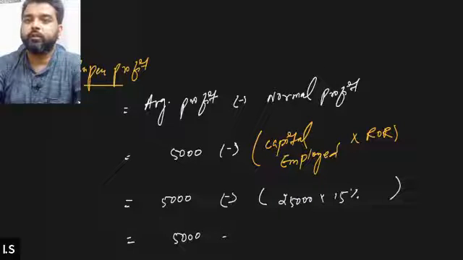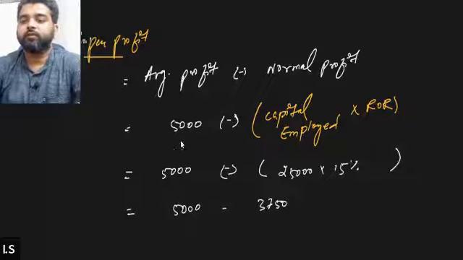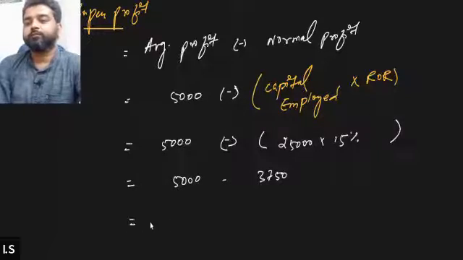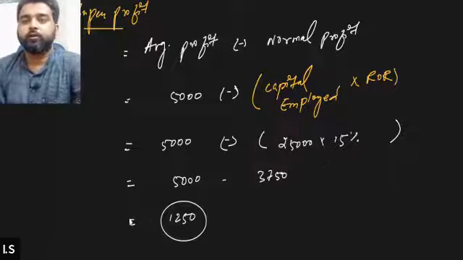Just a minute. So 25,000 into 15%, yeah, 3,750. That's right. And subtracting 3,750 out of 5,000, we will get 1,250. Correct, 1,250. All right, so this is the super profit we have got.